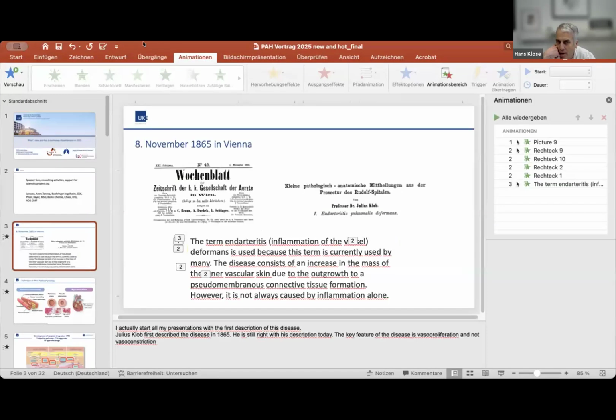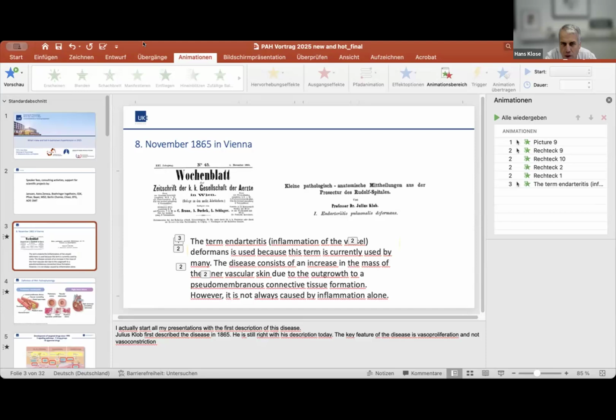And normally when I do such kind of presentation, I have to talk about what's new and hot in 2025, and I start 160 years ago, when this disease was first described. And probably you will understand why I start this so far in the past. It was the 8th of November in 1865. It was an Austrian pathologist describing this disease for the first time. And he called this disease in former times Endarteritis pulmonaris deformans.